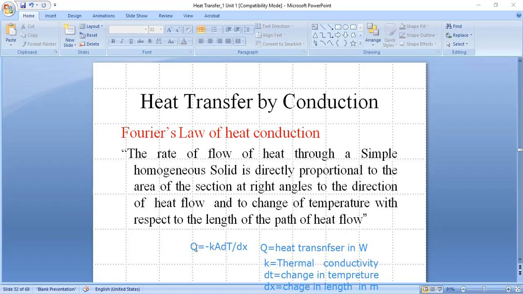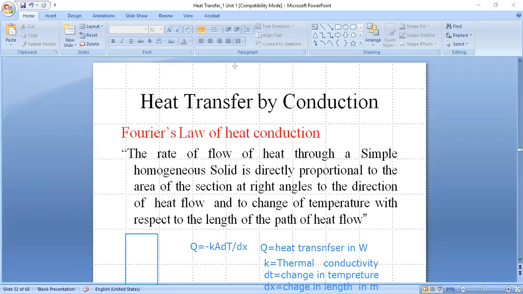See here, Q is equal to minus KA into dT by dx. Q is equal to heat transfer in watt. K is equal to thermal conductivity. dT is equal to change in temperature, and dx is equal to change in length. Just I will be writing here in the diagram. Just draw the diagrams.